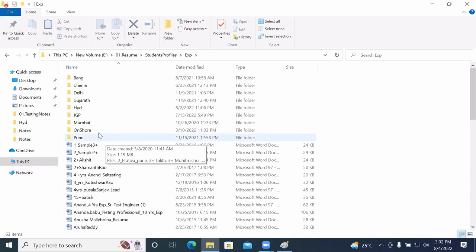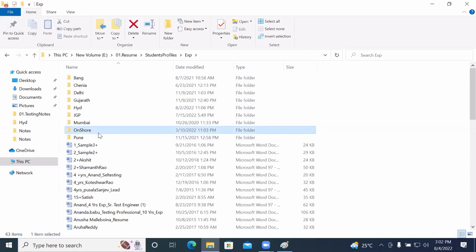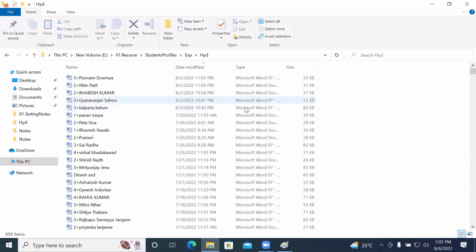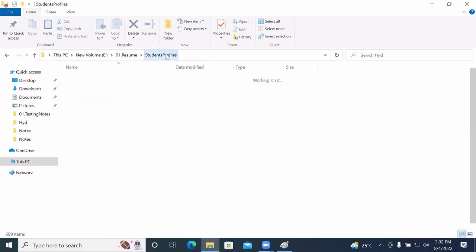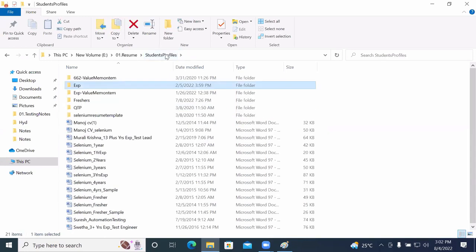I used to prepare resumes for onshore also. Onshore means? For them also I used to prepare the resumes. That is different. So very regularly I prepare all the resumes and everything. Nowadays, after completion of the training, students approach me for resume preparation. I prepare it, everything will be done.